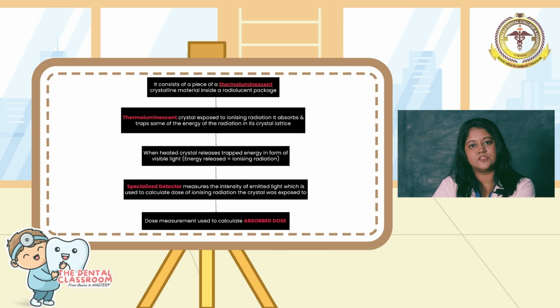It consists of a piece of thermoluminescent crystalline material inside a radiolucent package. This thermoluminescent crystal is exposed to ionizing radiation. It absorbs and traps some of the energy of the radiation in its crystal lattice. When this is heated, the trapped energy is released in the form of visible light. A specialized detector measures the intensity of emitted light, which is used to calculate the dose of ionizing radiation the crystal was exposed to. Hence, we arrive at a dosage called the absorbed dose, which was absorbed by the body.